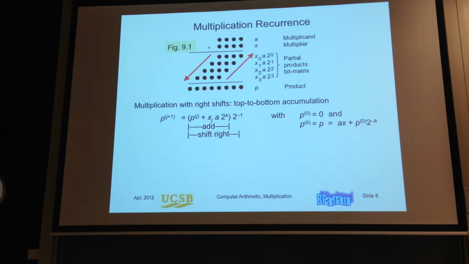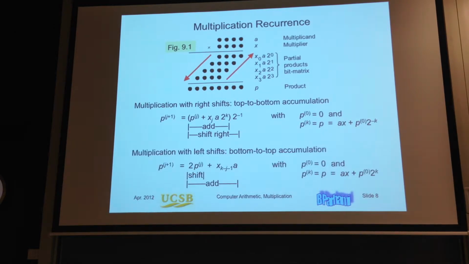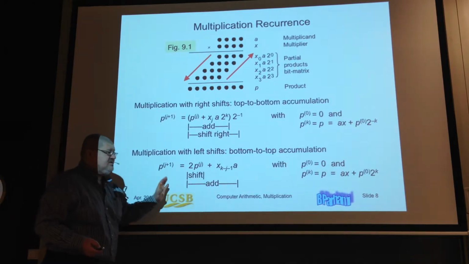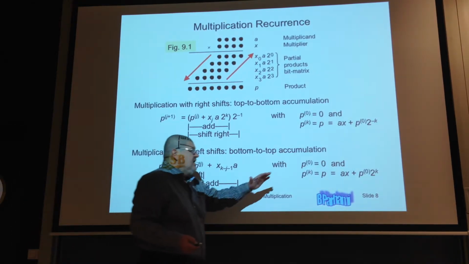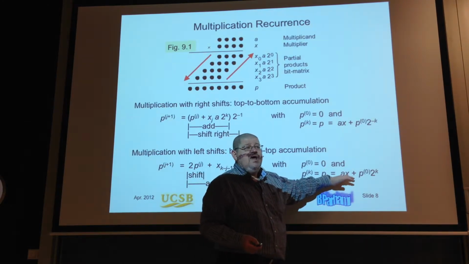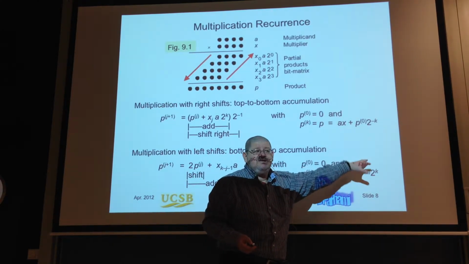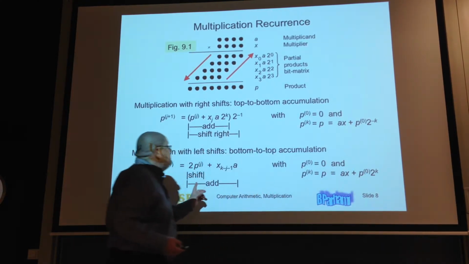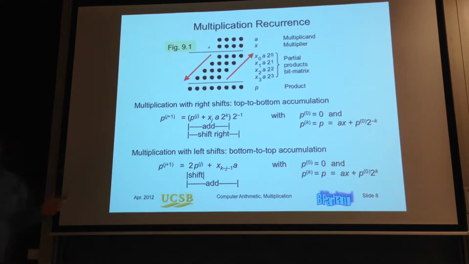Now I can do the same from the bottom to the top, and this will give me that kind of recurrence. Both of them bring me the same result. Both of them allow me to compute AX plus C plus another operand. One starts from the least significant bit of X, the other starts from the most significant bit of X.